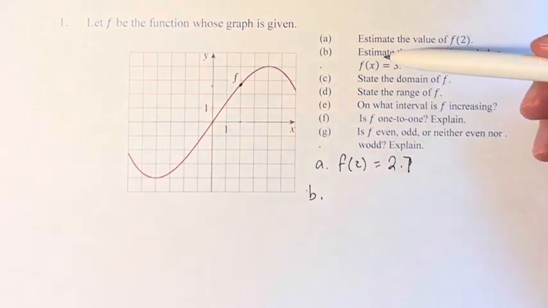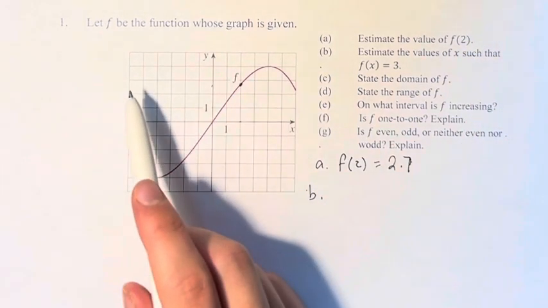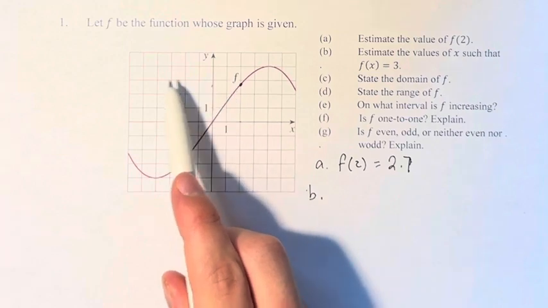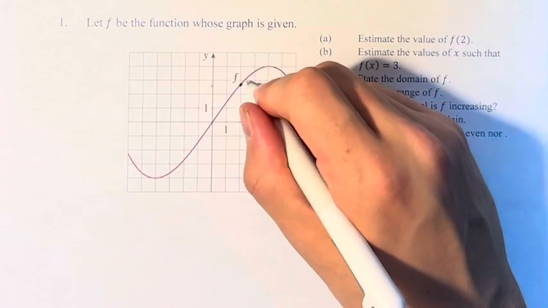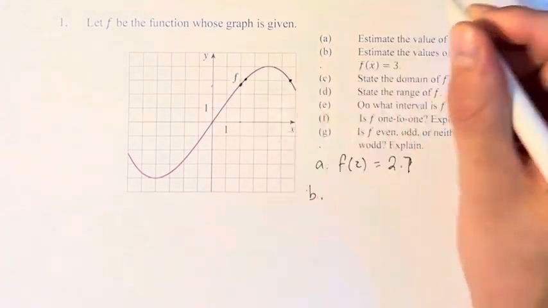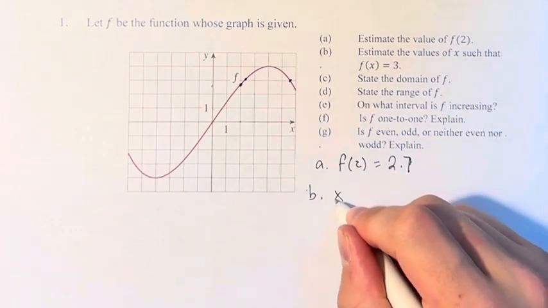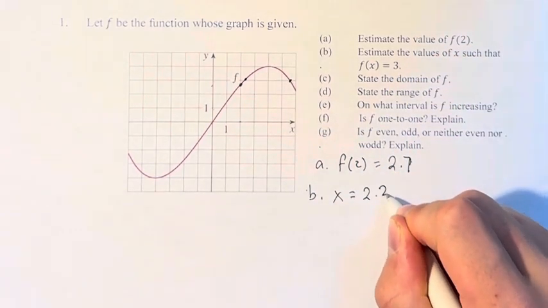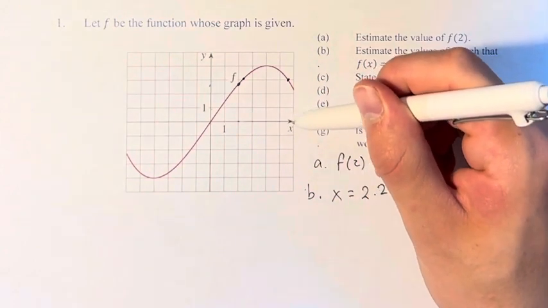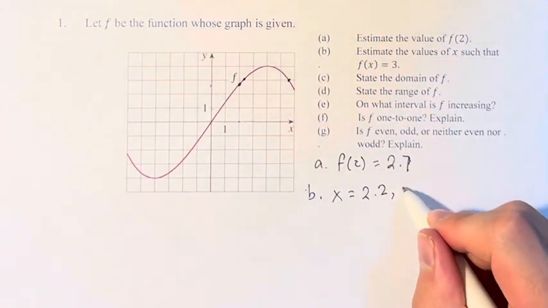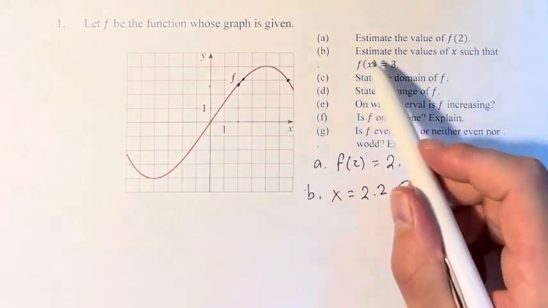In part B, we're asked to estimate the values such that f of x is equal to 3. So now we're looking at y values, and we go up 1, 2, 3 to this line right here, which represents y equals 3. We can see that we have these 2 points right here, and then we find their corresponding x values, which is a little bit more than 2. So let's call it 2.2. And the other is about halfway between 5 and 6, so we can just call it 5.5. For these two x values, f of x is equal to 3.